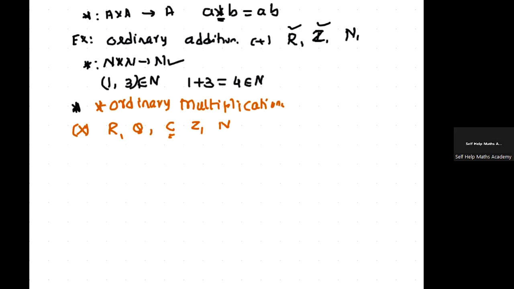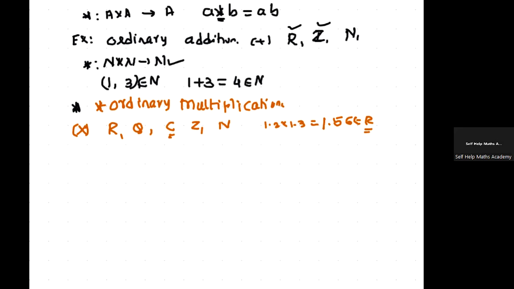For example, if I take any two real numbers, say 1.2 and 1.3, and multiply them, I get a new real number: 1.2 times 1.3 is 1.56. In this way, you can take any real numbers, and the product again belongs to the real numbers. So the product of any two numbers in this set again belongs to that set. Therefore, ordinary multiplication is a binary operation.